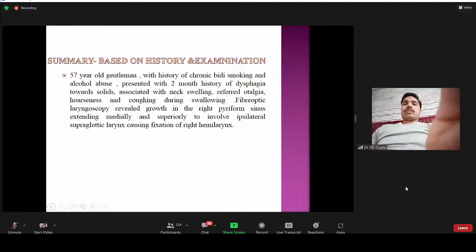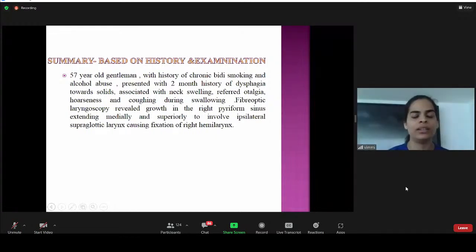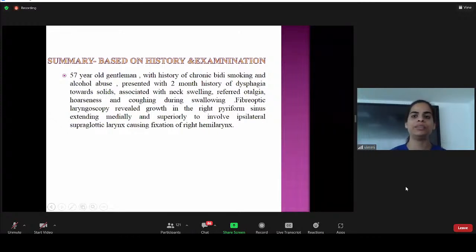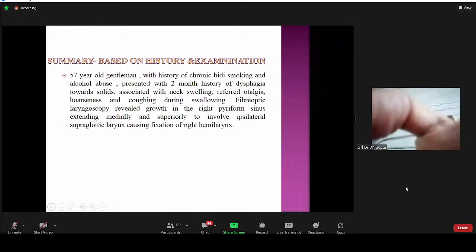So, Dr. Vimi, would you like to comment on neck movement, any restriction in the neck movement and its importance? There is no restriction in this, yes. The importance is that if there is restriction of neck movements, the disease is likely spreading posteriorly to involve the prevertebral fascia. That causes restriction of neck movements. Right, especially the extension. Yes.